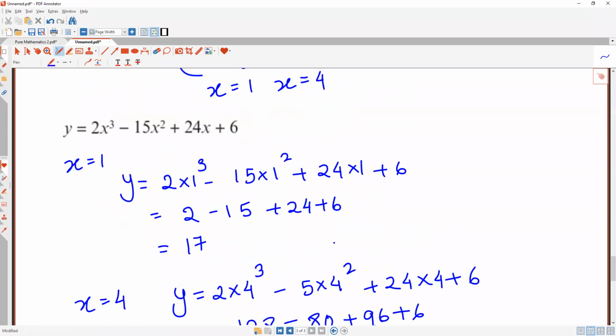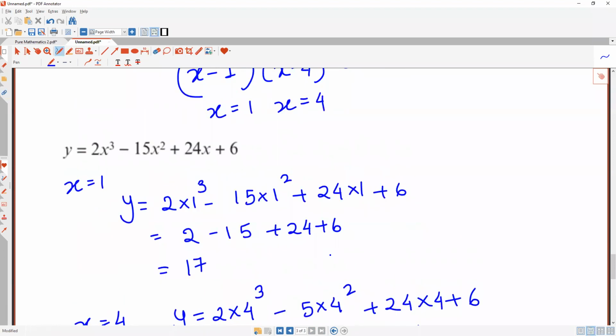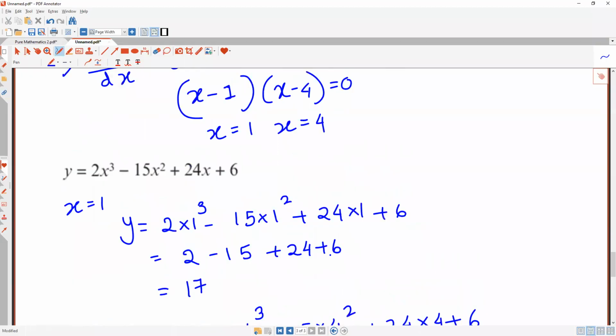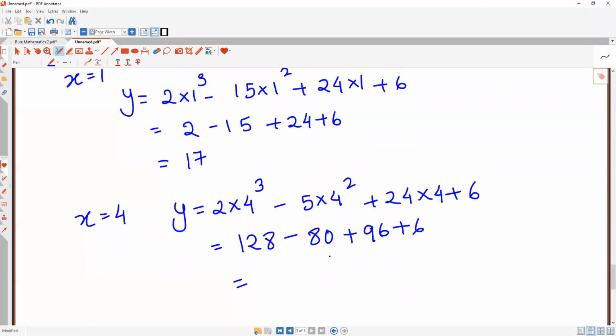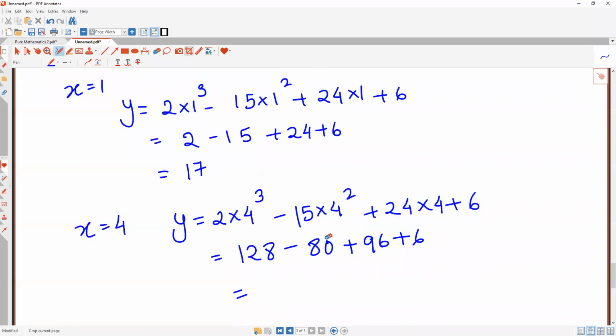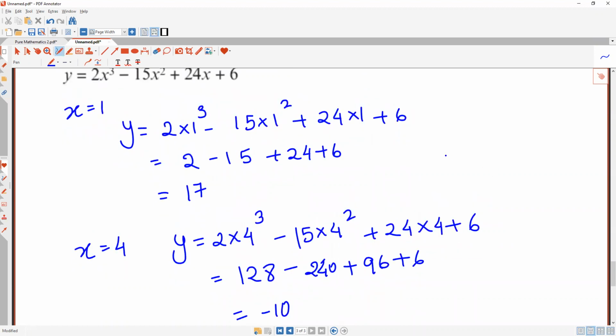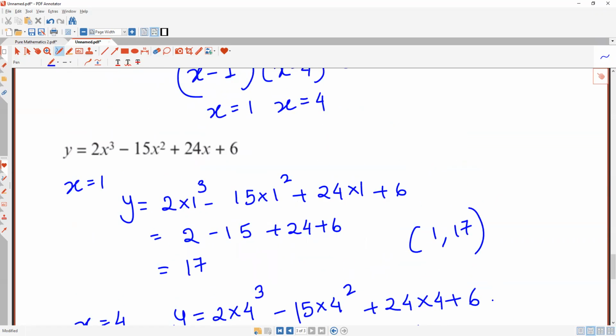What mistake did I make? 2 into 4 cube minus 15 into 4 square. It will be minus 15. You wrote minus 5. Oh, it should be 15. I wrote minus 5, sorry. So this is where the mistake was. 15 into 4 square, 240. So can I write 128 minus 240 plus 96 plus 6? How much? Minus 10. So we got the coordinates. One of the coordinates is 1, 17. Another coordinate is 4, minus 10. So A part is done.